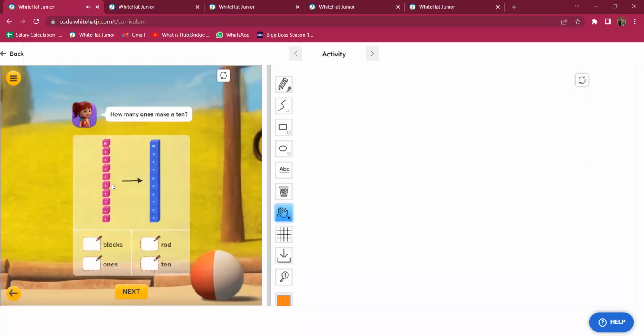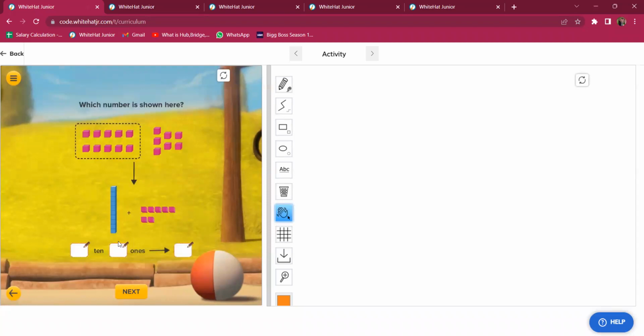Here, how many ones make a ten? How many blocks are there? Here we have 10 blocks. That means 10 ones. How many rods are there? Only one rod. So how many tens? 1 ten. So 10 blocks will make one rod. That's 10 ones will make 1 ten. So the next question.